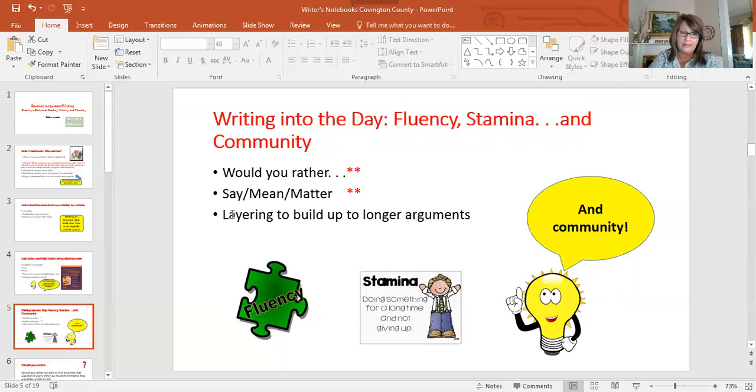Now eventually in later professional learning sessions, we're going to talk about how the notebook writing can layer to build up to longer arguments. But for today, we're just going to talk about some little short runs, so to speak, that can help build students up to these longer runs.